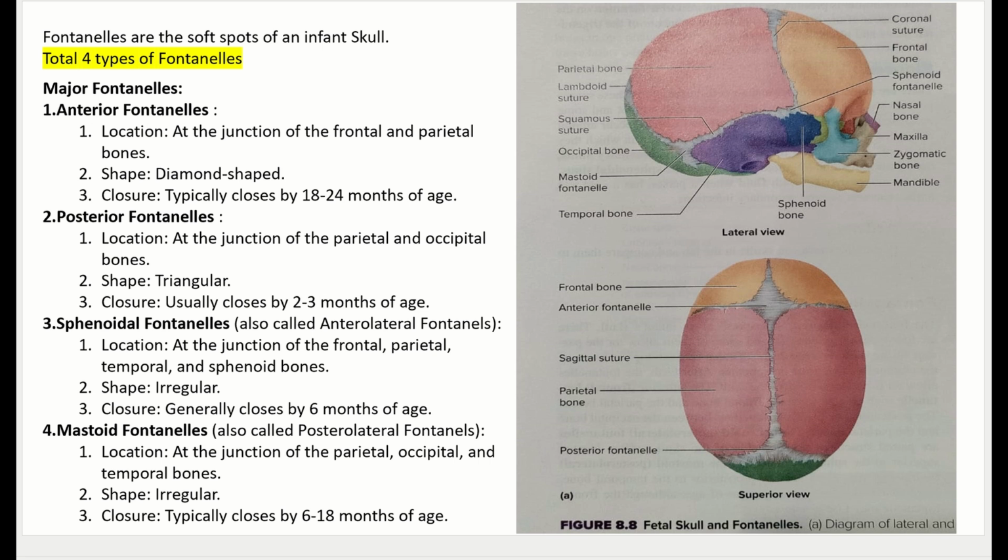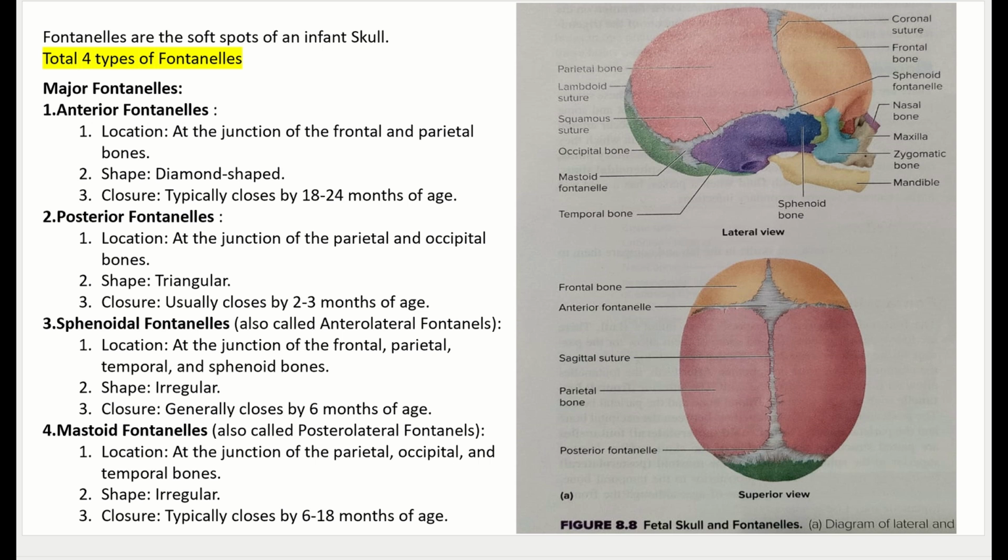The next feature of the axial skeleton is the fontanelles. The fontanelles are the soft spots of an infant skull. There are a total of four types of fontanelles, and some of them allow for the passage of the skull through the birth canal by enabling the bones of the cranium to slide over one another. After birth, the fontanelles allow for further expansion of the skull. So there are four types of fontanelles, and we are going to discuss each of them one by one.